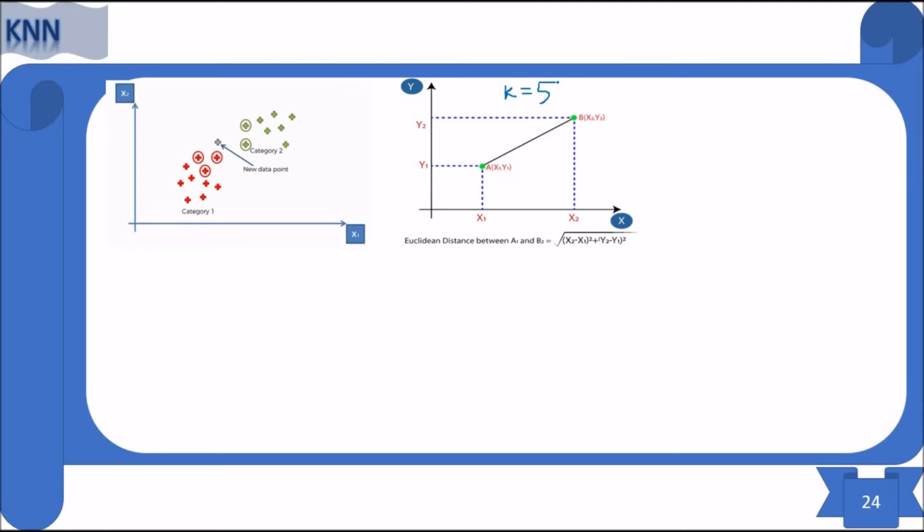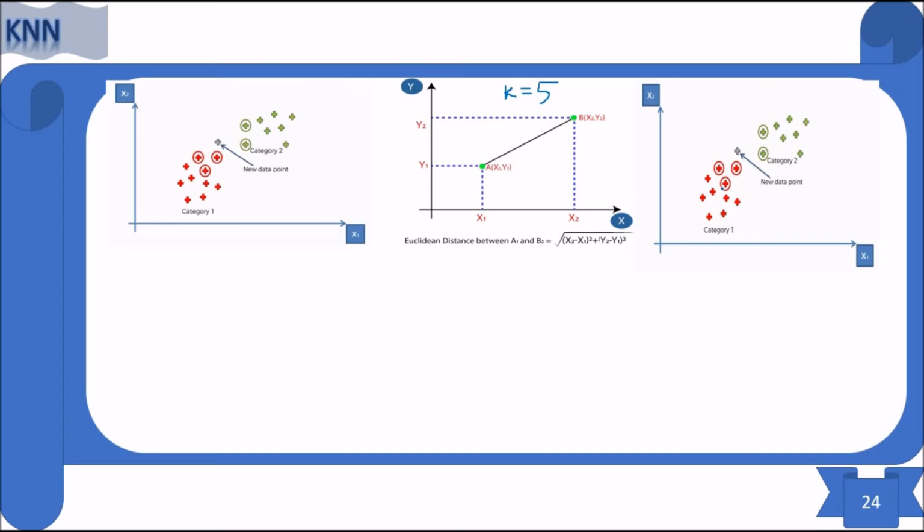Okay, now the second step is you have to take the k equals 5 nearest neighbors of a new data point according to your Euclidean distance. Now the third step is, among these k neighbors, you have to count the members of each category. So here you are counting the members of each category.